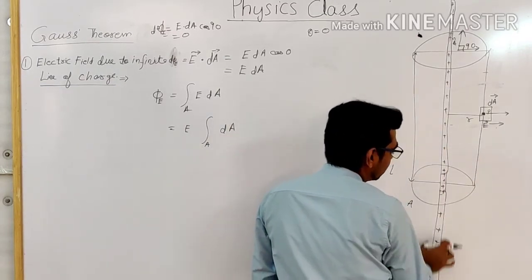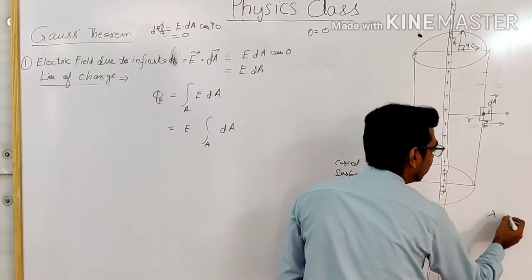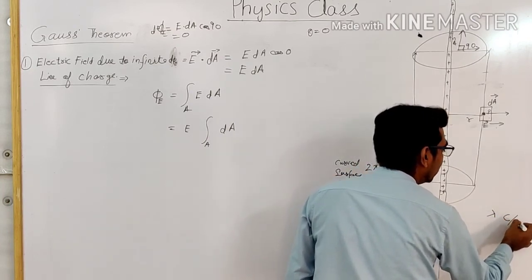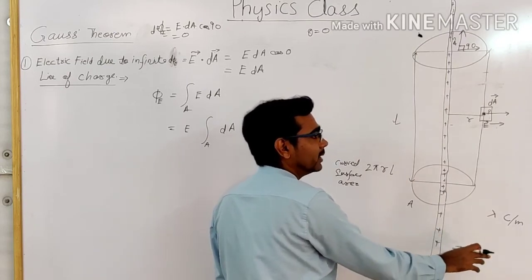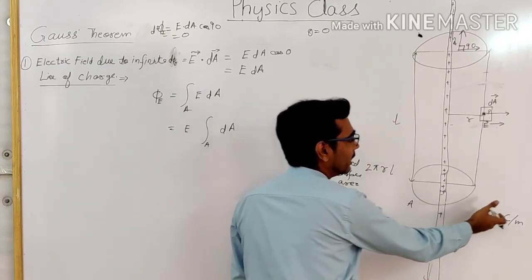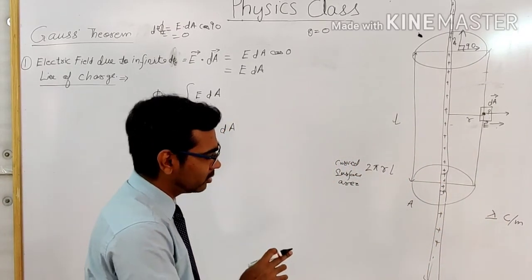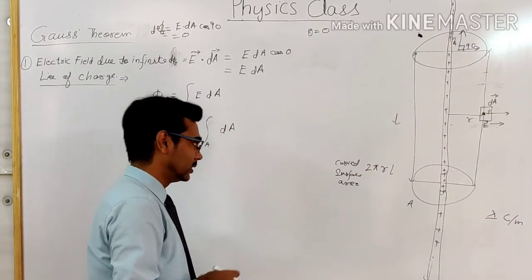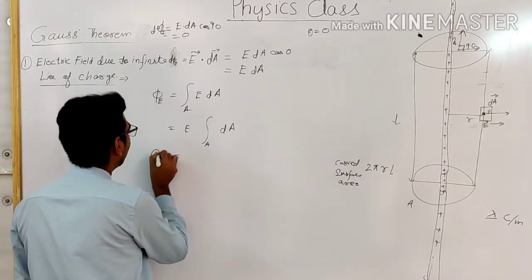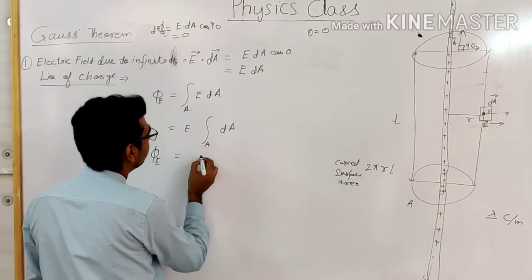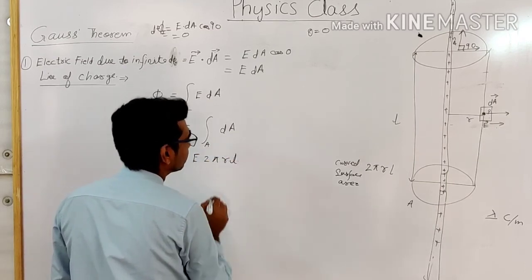And the charge distribution, how much charge per unit length is over there? Let it be lambda, lambda coulombs per meter. That is, say 2 coulomb per meter, 3 coulomb per meter, 5 coulomb per meter. I am taking lambda coulomb per meter. This is the line charge density. This is not a new concept. You have already studied it in the Coulomb's law topic. So we are getting phi E is equal to E into 2 pi r L.